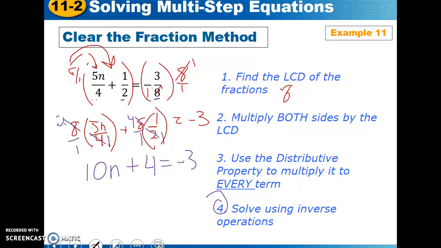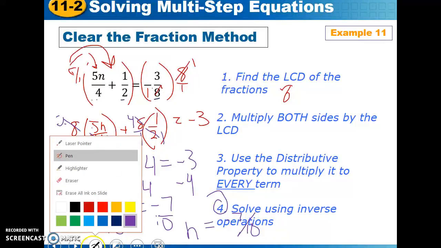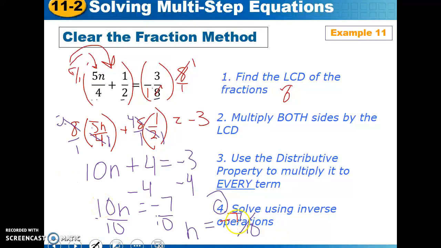Solve using inverse operations. Start with addition or subtraction. Minus our 4, minus our 4. That's 10n equals negative 3 minus 4. That's negative 7. Dividing by 10. That leaves us with n equals, I'm just going to leave it negative 7/10.